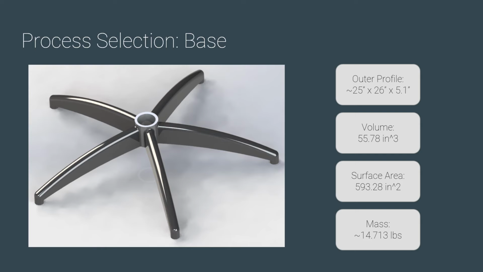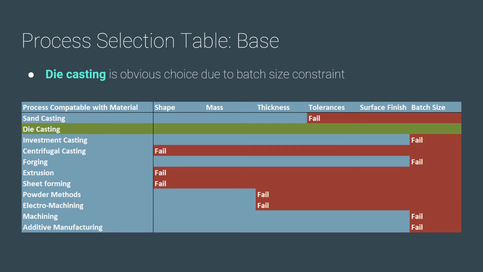The outer profile of the base is about 25 inches by 26 inches with a height of 5.1 inches. The volume of the actual part is 55.78 cubic inches. The surface area of the part is 593.28 square inches, and this comes out to a mass of about 14.7 pounds. The process selection for the base was fairly straightforward. The batch size was the main constraint on the production of the part, and die casting was the obvious choice.